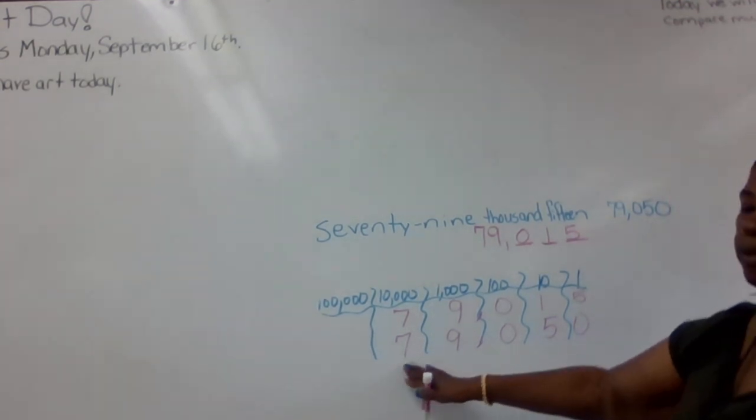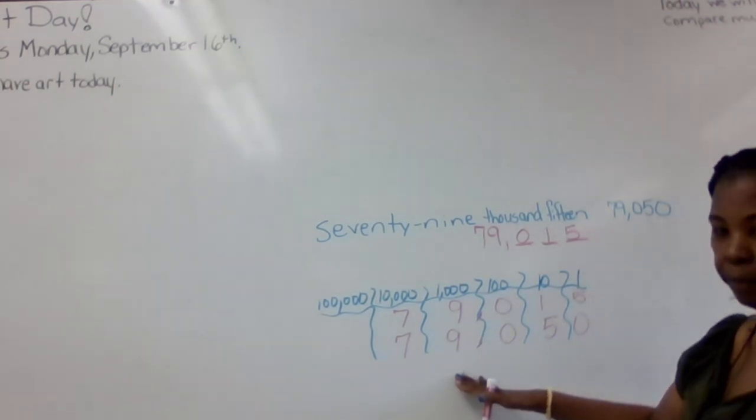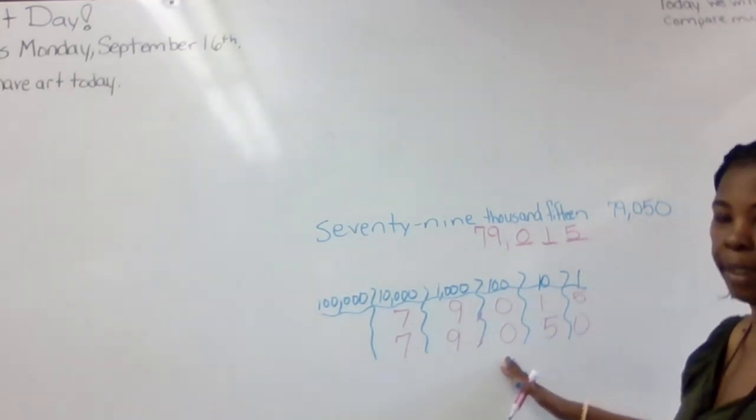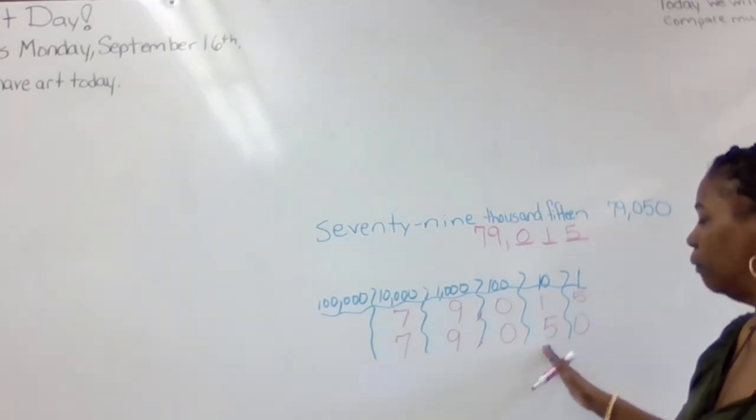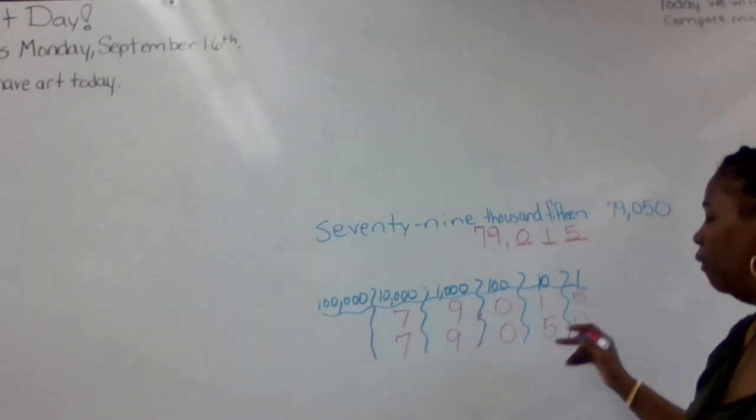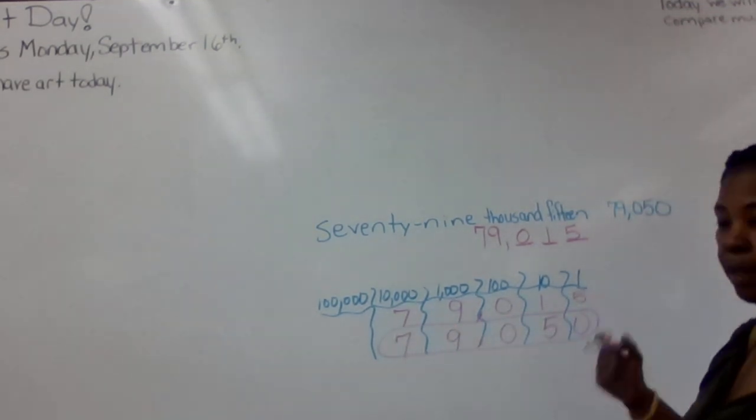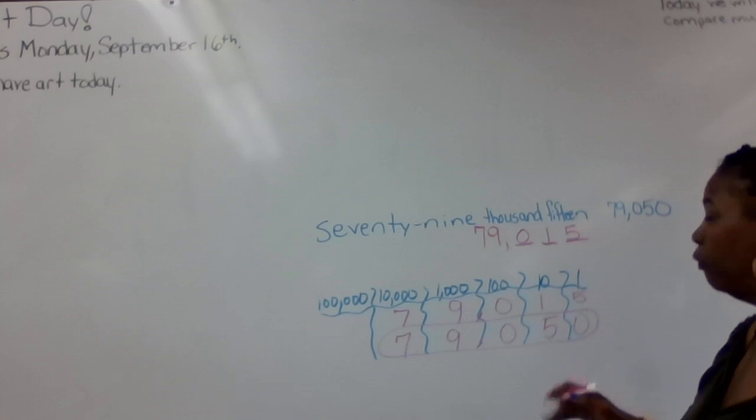Well, these 2 numbers are the same, so I can't compare them there. These 2 are the same, I can't compare them there. The zeros are the same, I can't compare them there. So I come all the way to the tens place and I have 1 ten and I have 5 tens. Well, we know 5 tens is more than 1 ten. So I'm going to circle that number because that reminds me that the second number is the greatest.